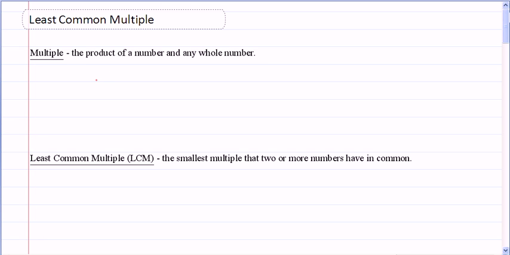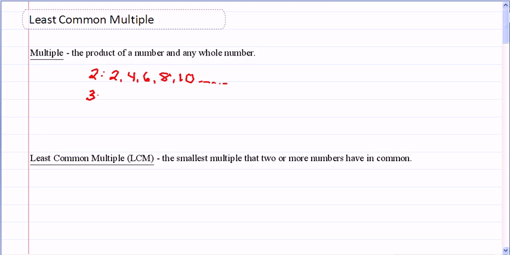In this lesson, you will learn how to find the least common multiple. So first, the definition of multiple is the product of a number and any whole number. So if I take the number 2 and list the first 5 multiples, it's 2 times 1, 2 times 2, 2 times 3, 2 times 4, and 2 times 5.